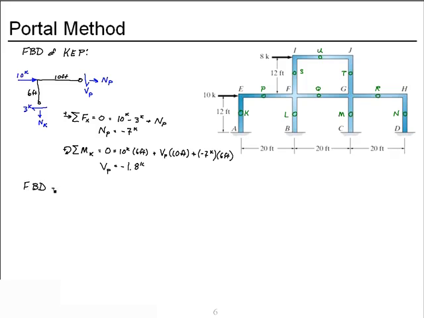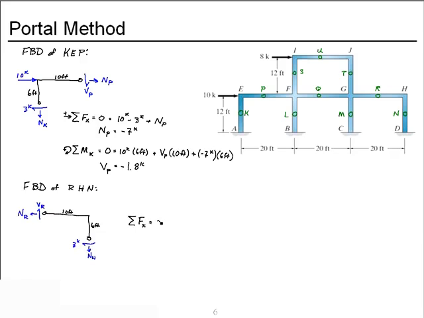Now let's move over to the other corner and draw a free body diagram of R, H, N. 10 feet long, 6 feet tall, with unknown shear at R, unknown normal at R, a shear at N that we calculated to be a positive 3 kips, and an unknown normal at N.